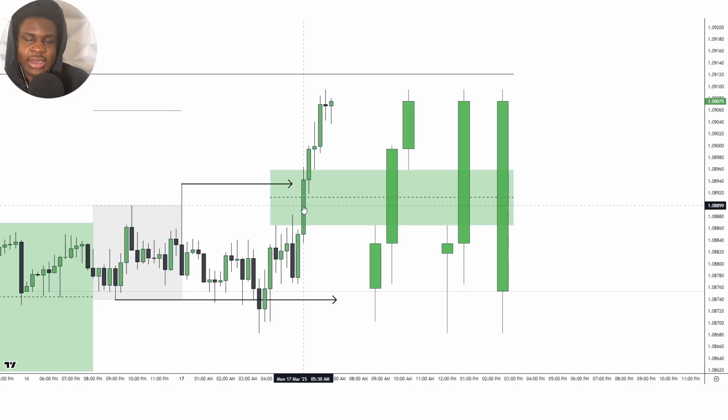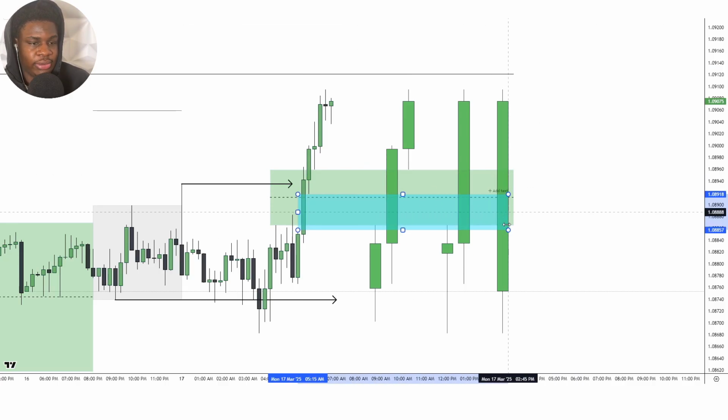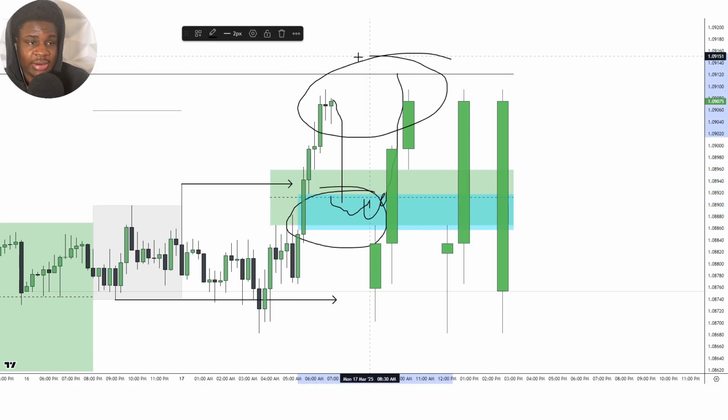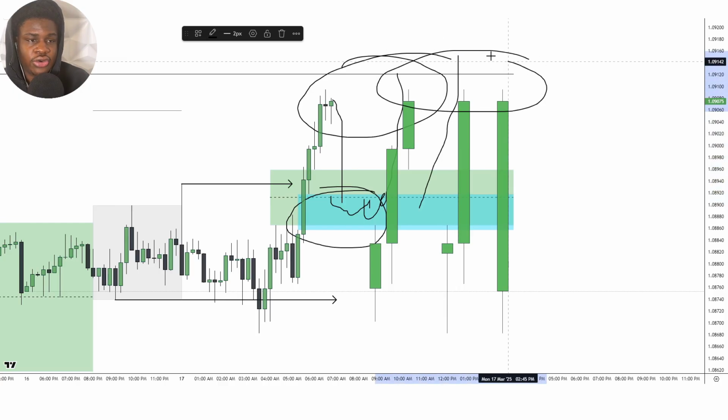This is what's called a nested fair value gap. This is where we have a lower time frame fair value gap within a higher time frame fair value gap. This green box obviously represents that 1 hour time frame, and I'm going to mark this box out here blue as our 15-minute fair value gap. This is a strong level of support that price is going to come down into, find the volatility it needs to reach back above these highs.